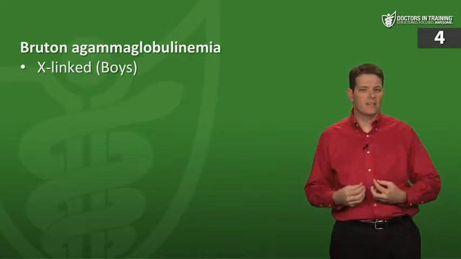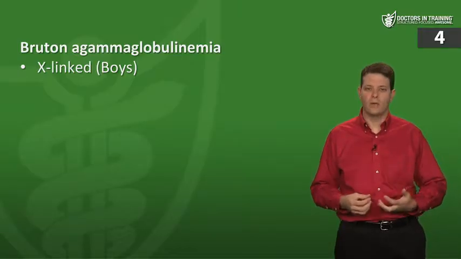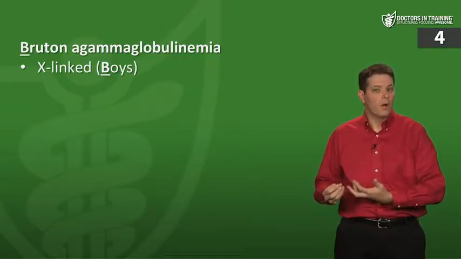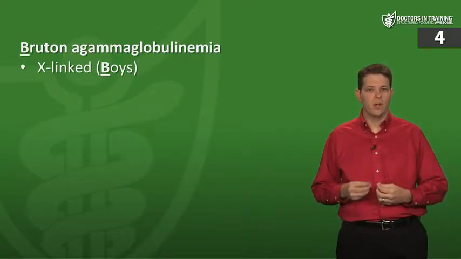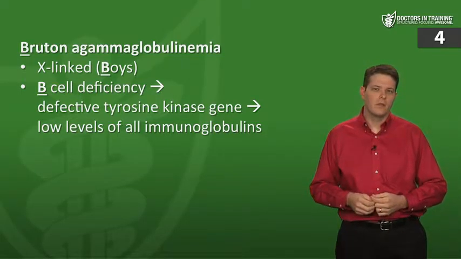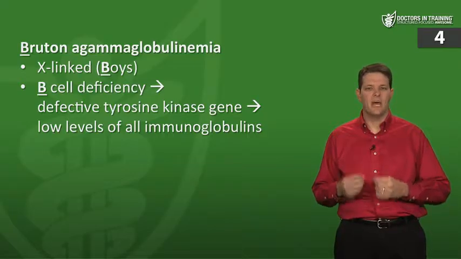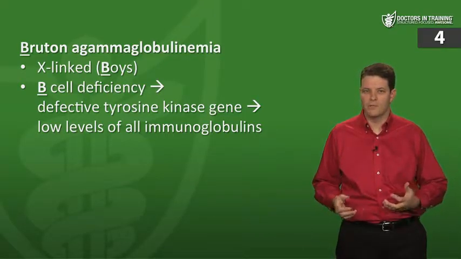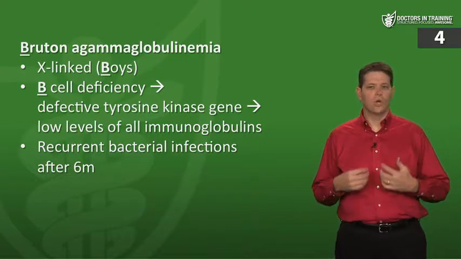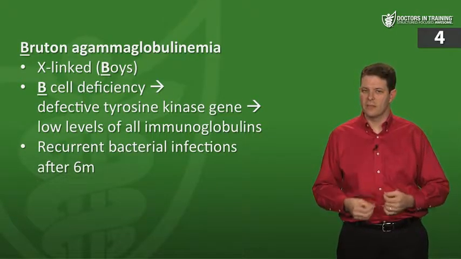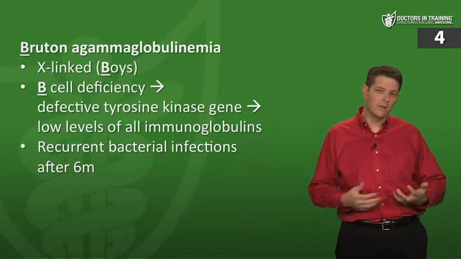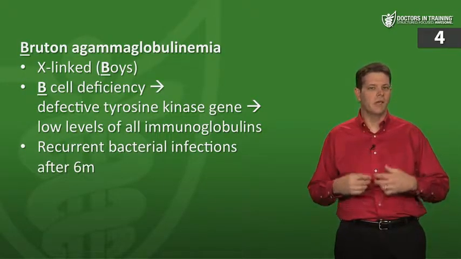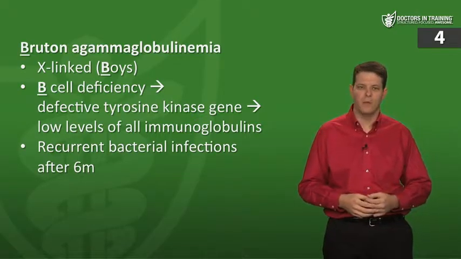Now this is an X-linked disease, so it's going to be primarily seen in boys. You can use the B in Bruton to remind you that this is found in boys. B for Bruton, B for boys. And also it's a B-cell deficiency. Now specifically, there's a mutation in a tyrosine kinase gene, and that leads to low levels of all the immunoglobulins. This predisposes patients to recurrent bacterial infections after 6 months of age. Now why 6 months? Well, that's when the passive immunity from mom is worn off. Beyond 6 months, there really aren't any IgG and IgA antibodies from mom.